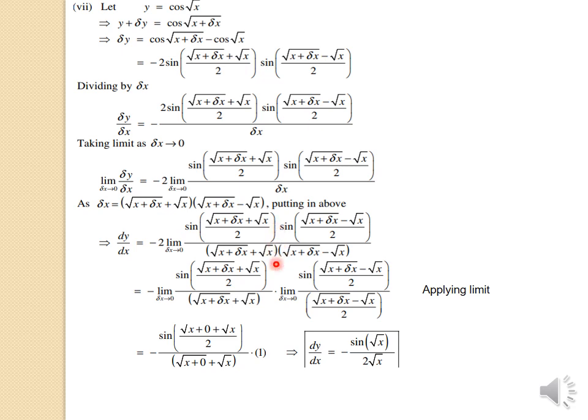After putting in the value, we split the fraction into two parts: sin of (square root of x plus delta x plus square root of x) upon 2, and the limit as delta x approaches 0 of sin of (square root of x plus delta x minus square root of x) divided by 2, with denominator square root of x plus delta x minus square root of x, and this 2 shifted to the denominator. So this term will become an identity form. If the whole term equals 1, it is like sin x upon x.